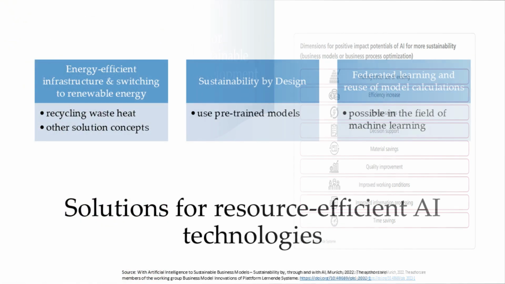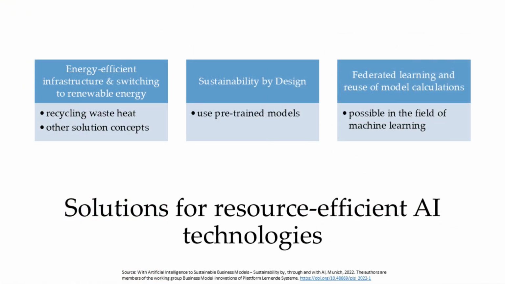So in terms of the key solutions for efficient resource utilization with AI technologies, you have the energy efficient infrastructure such as recycling waste heat in various combined heat and power systems, improving the sustainability of the design, for example, incorporating pre-trained models, and then implementing machine learning in terms of reuse of pre-trained calculations and models as well.